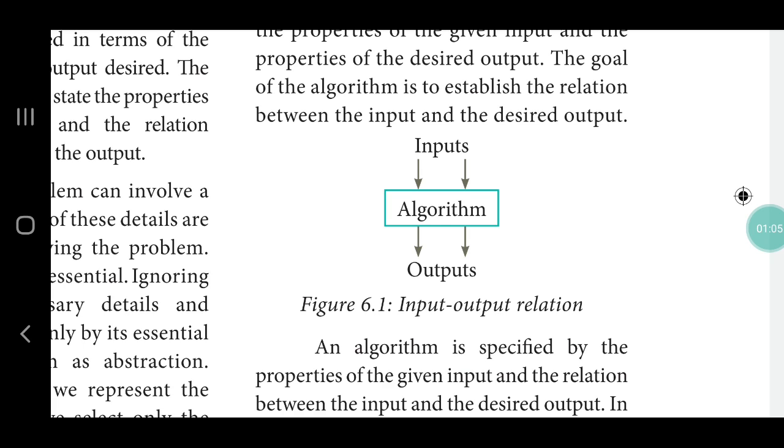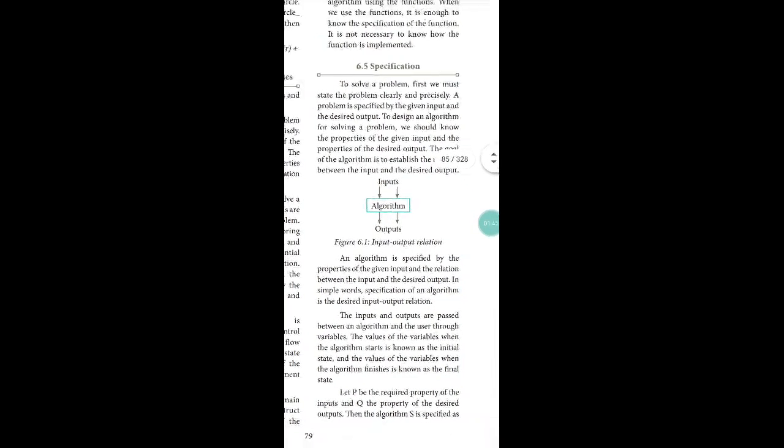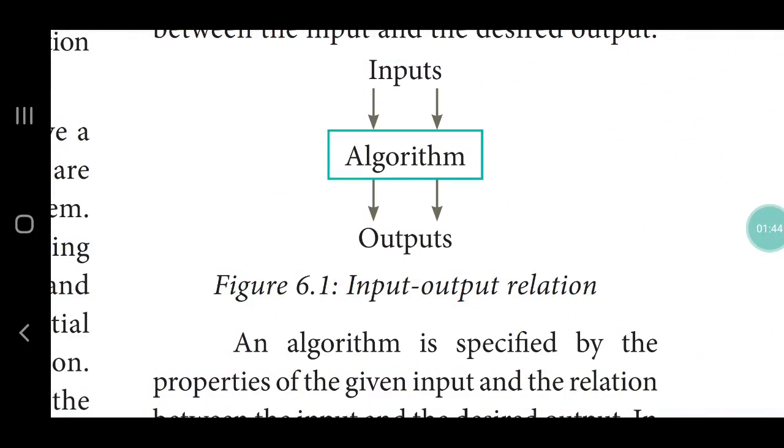To design an algorithm for solving a problem, the properties of the given input and the properties of the desired output should be known. The goal of the algorithm is to establish the relationship between the input and the desired output. In this picture, we clearly understand that the algorithm establishes a relation between the input and the output. Let us see the example.